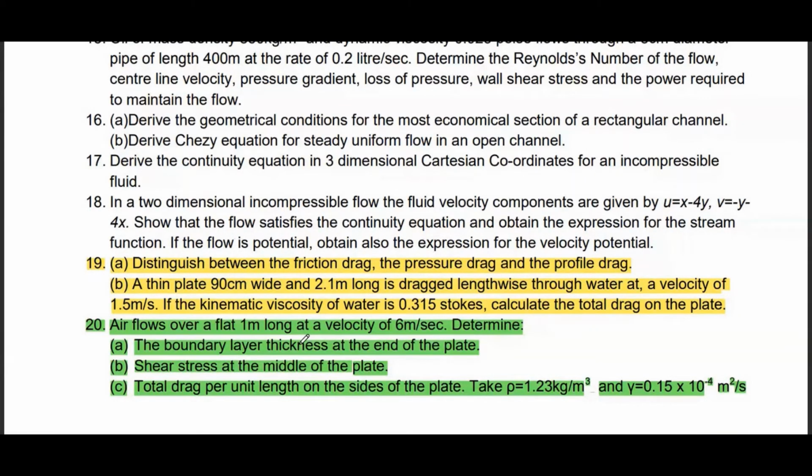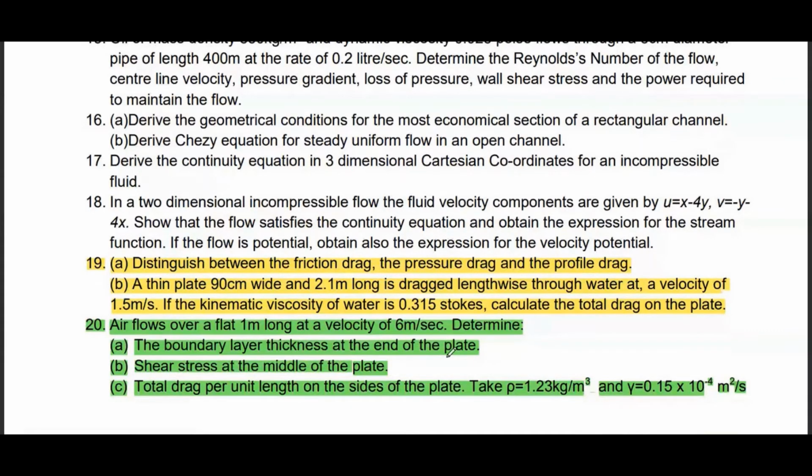So air flows over a flat plate 1 meter long, velocity is 6 meter per second, that is U. Determine the boundary layer thickness at the end of the plate. Here also we require a correlation to find the boundary layer thickness delta. We know that the boundary layer grows in thickness as we move from the leading edge to the trailing edge, so the maximum boundary layer thickness will be at the end of the plate.